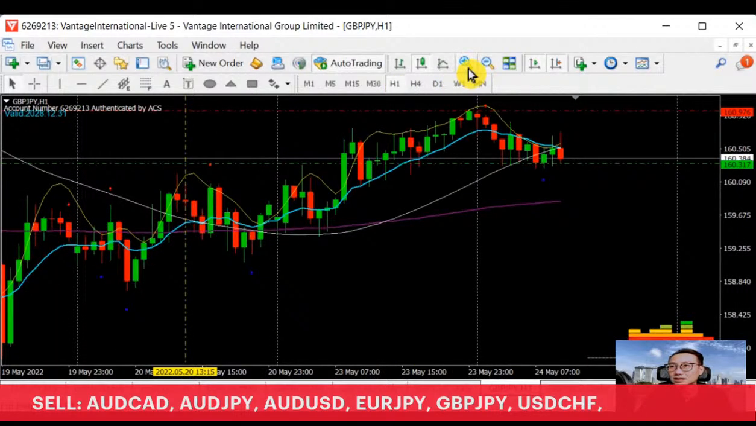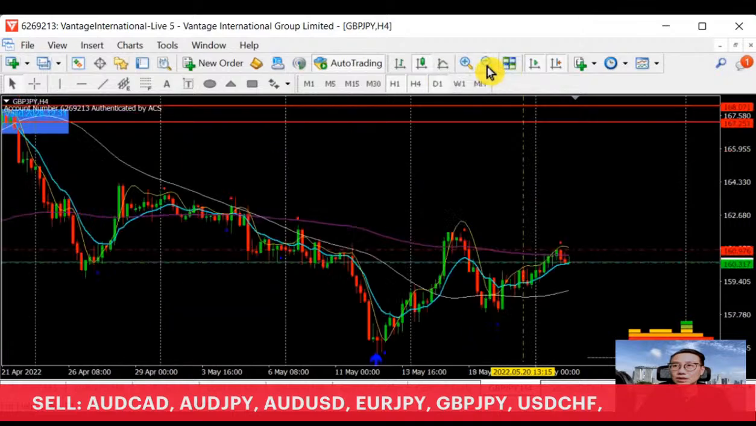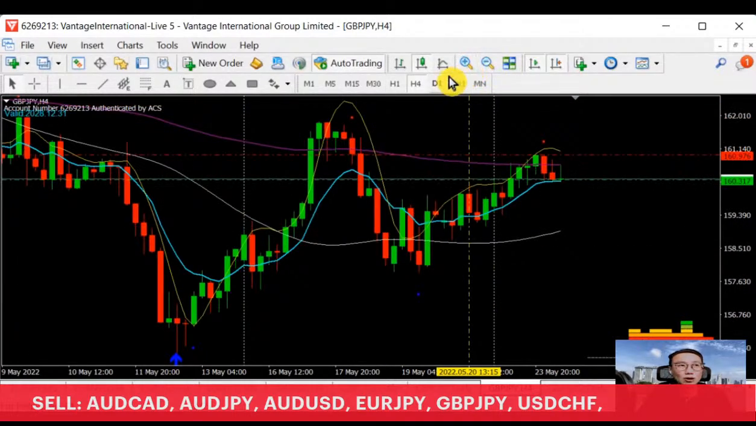Okay, I would say that tentatively I'm looking at selling for pound yen. It's a matter of whether this pound yen will give me a better opportunity to sell, rather than just rushing into a trade.